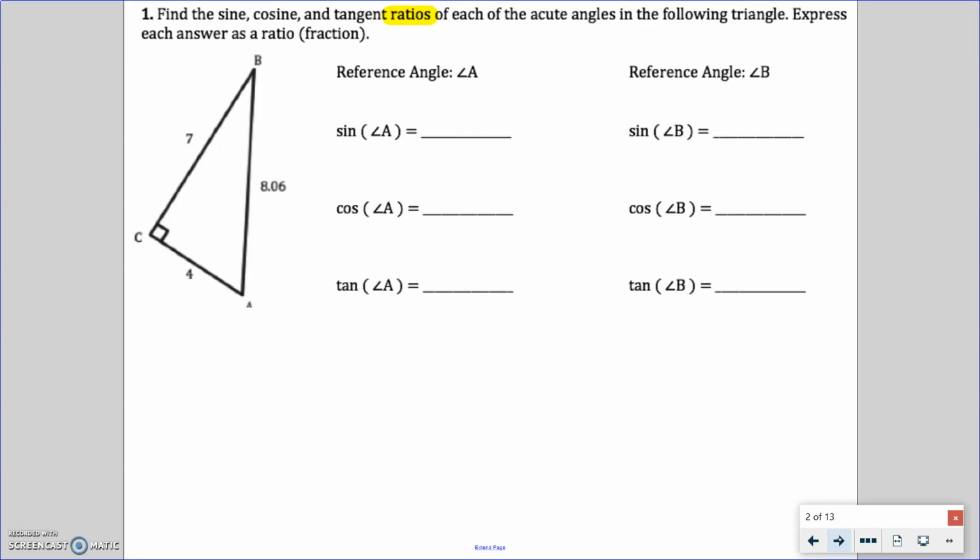So: find the sine, cosine, and tangent ratios of each of the acute angles in the following triangle. Express each answer as a ratio, meaning as a fraction. So don't actually find what the number is.